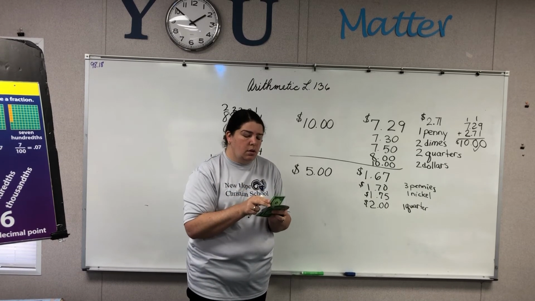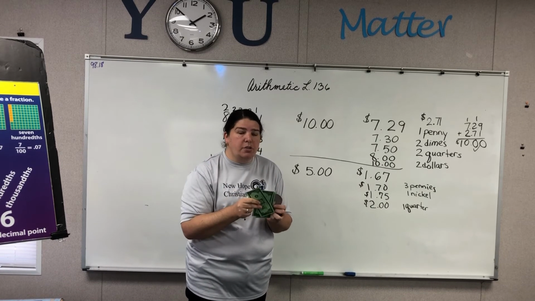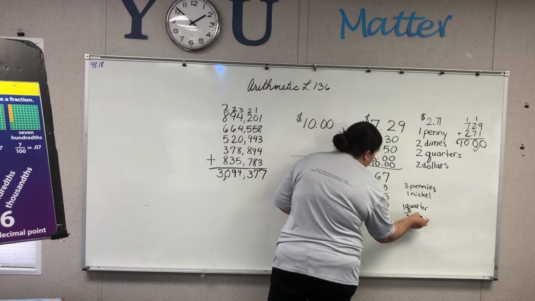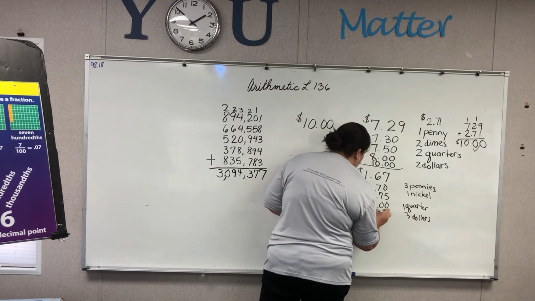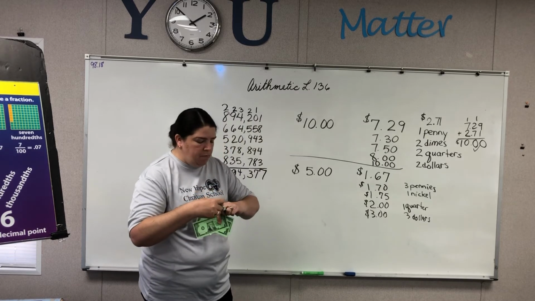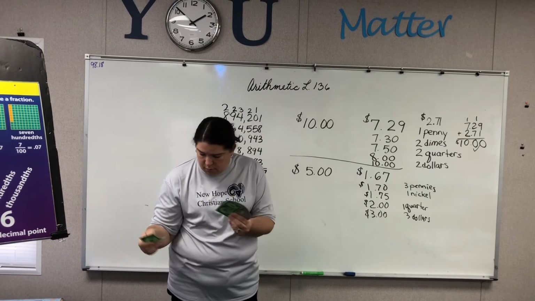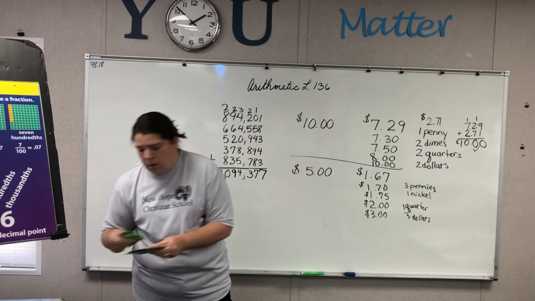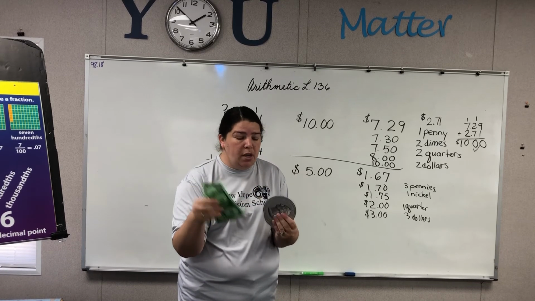$3, $4, $5. How many dollars did I need? $3. Okay, now let's add them up. Whoop, I dropped it again. We'll take this one. 1, 2, $3.